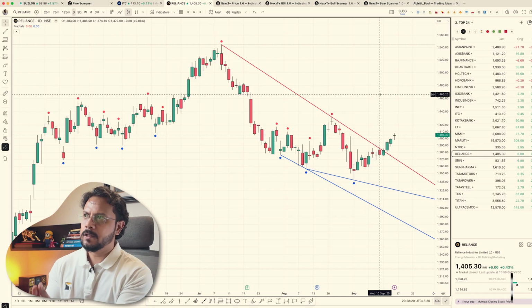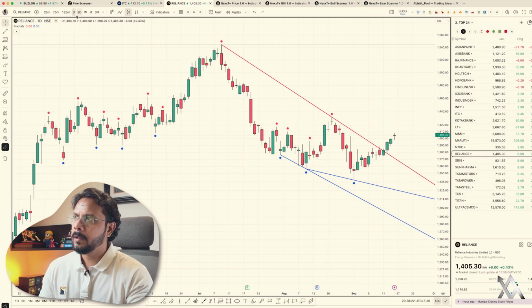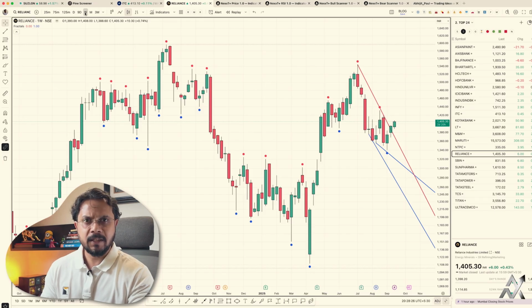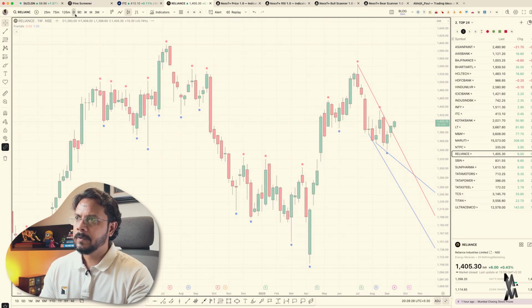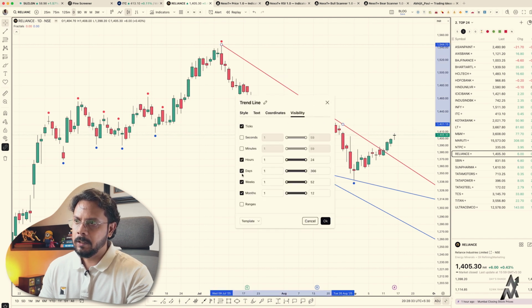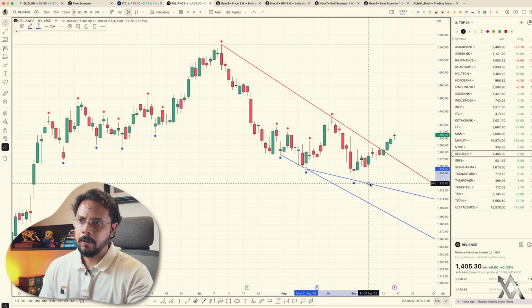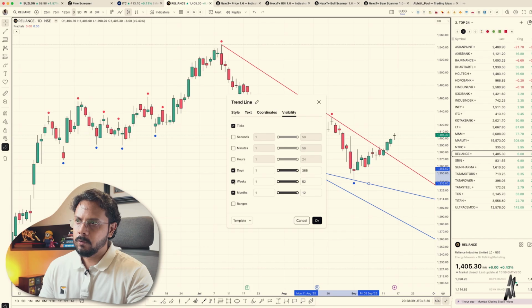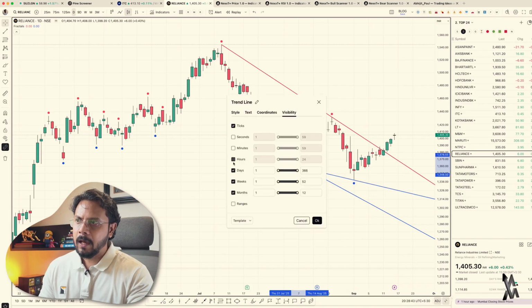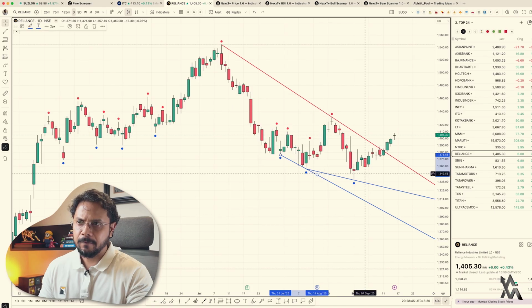Once you've done this on the daily time frame, you can go to higher time frames and make sure the daily ones are on daily. You know how to do that, right? Say you go to daily, you double click this, you go to visibility, and you make sure it's only there on the daily, right? So this is how you can make sure that your lines and tools, whatever you're drawing, are relevant to that particular time frame.